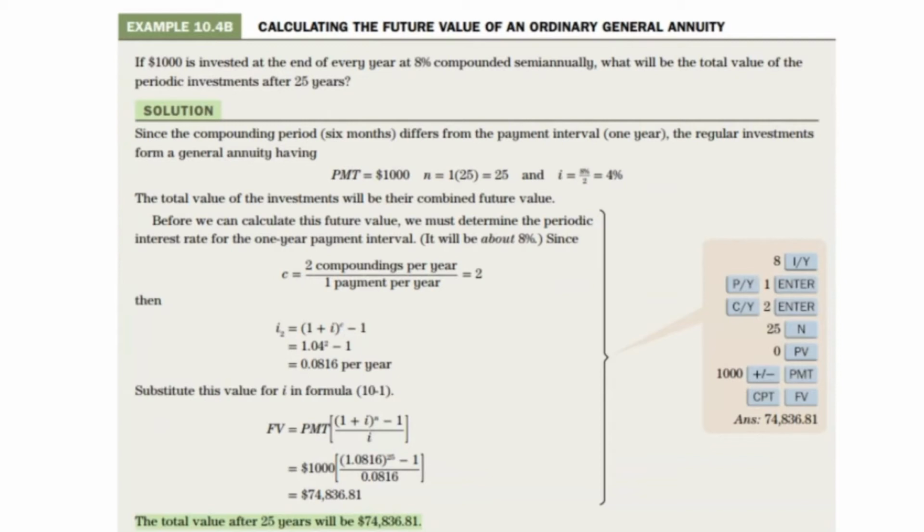We throw it into the I2 formula. I2 equals 1 plus I to the power of C, minus 1, which in this case is 1.04 to the power of 2 minus 1, which is 0.0816 per year. And we just run that number through the formula. So in the value of I or I2 in the formula, we just put in 1.0816. And that works true to do the calculation.